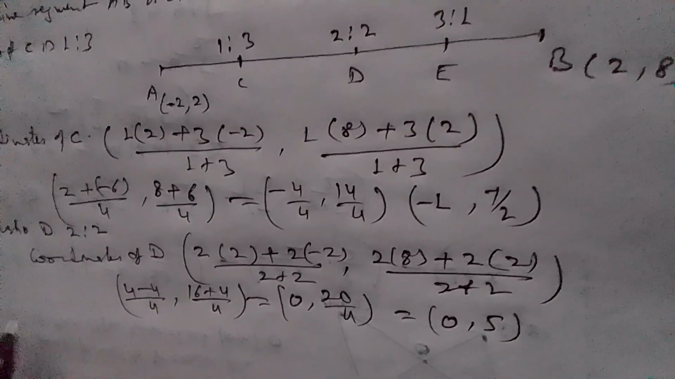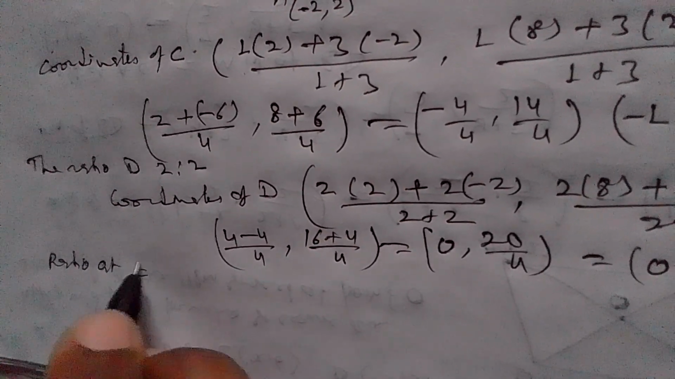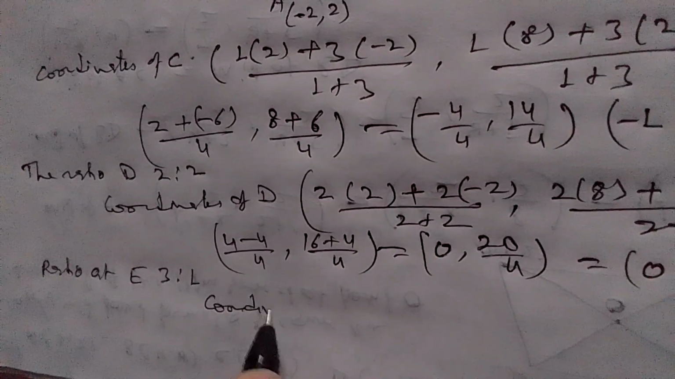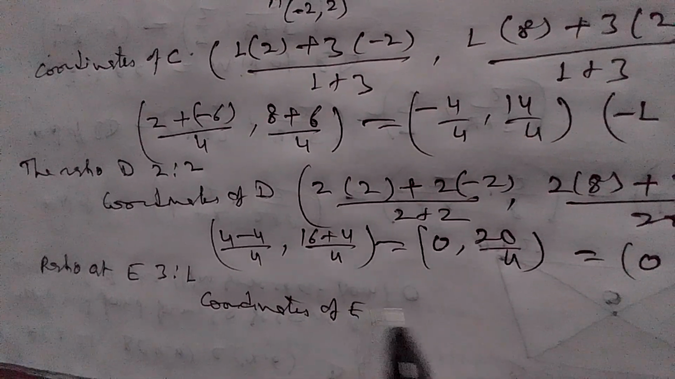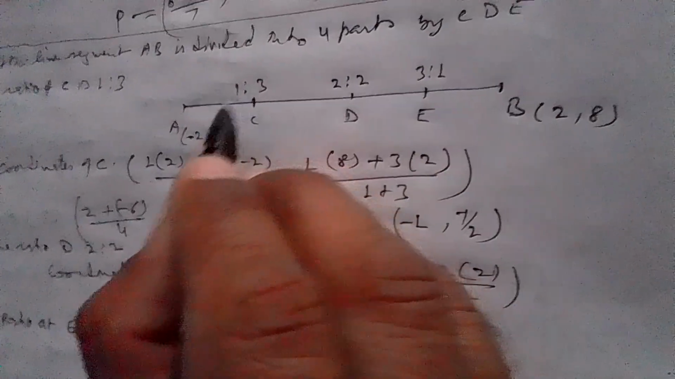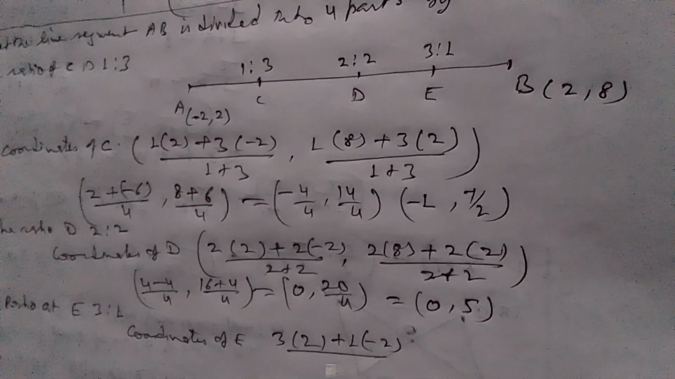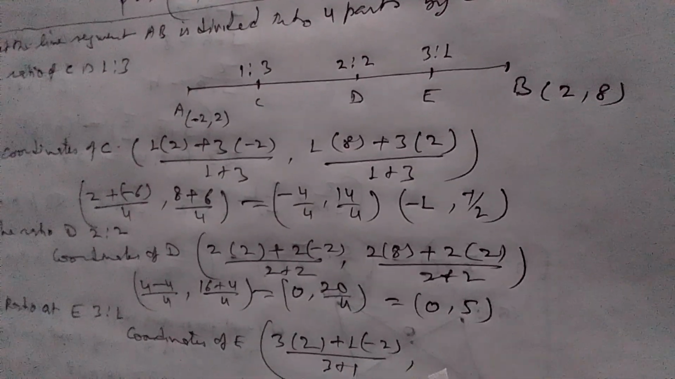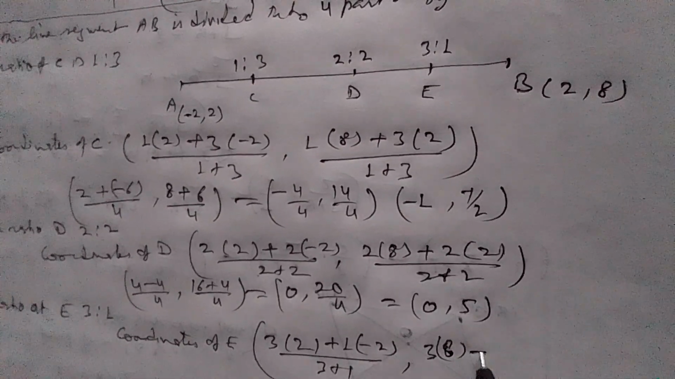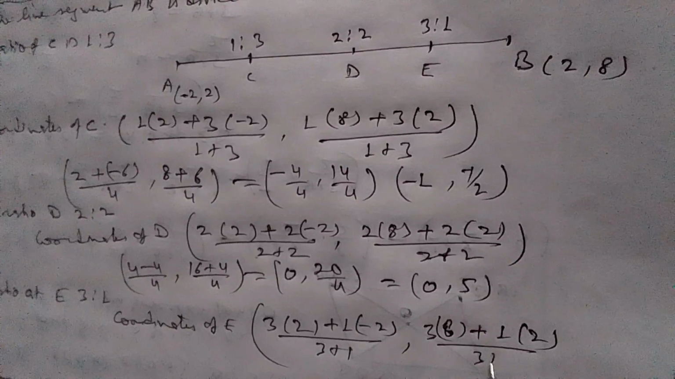Now ratio at E, that is 3:1. So coordinates of point E will be 3 multiplied by 2 and 1 multiplied by minus 2, divided by 3 plus 1, 3 multiplied by 8 plus 1 multiplied by 2 divided by 3 plus 1.